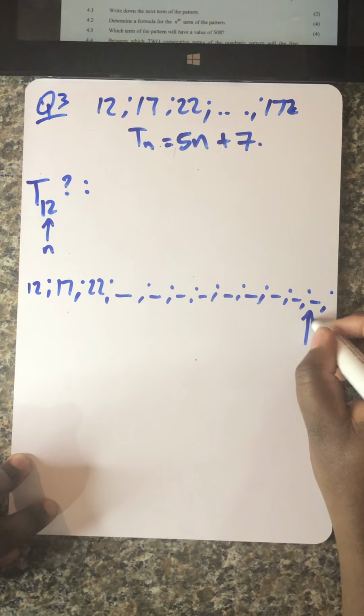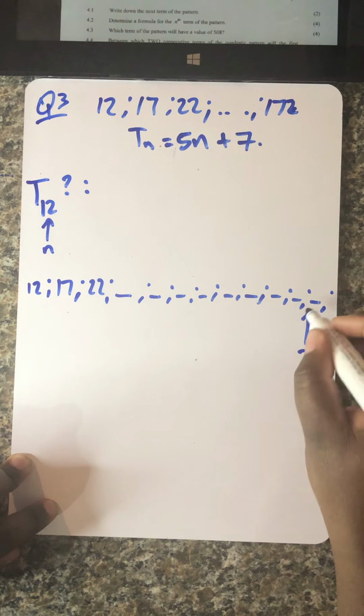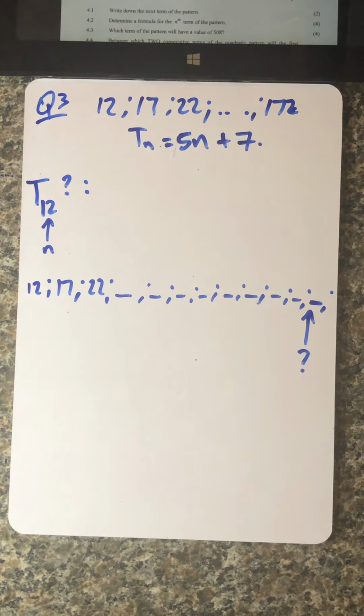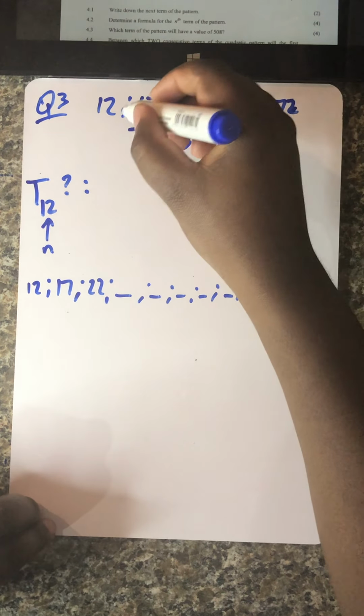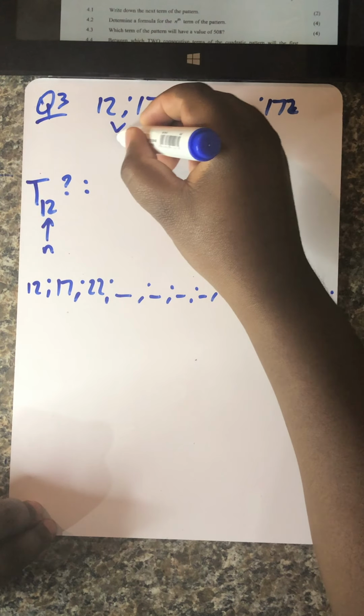This is what they want to know, guys. What is the number on term number 12? This is what the question wants you to calculate using that formula. So obviously, guys, because we know the difference is 5, okay?